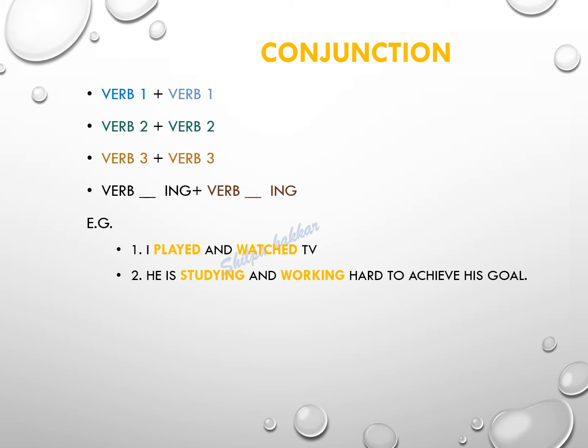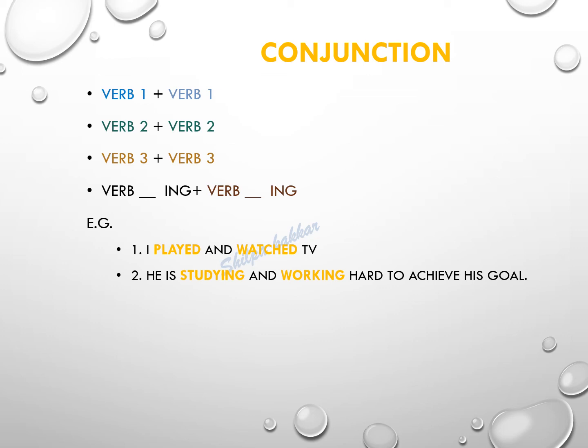So when verb 1 is there, at the time we have to use first verb 1 only. When V2 is there, at the time we add up V2 only. V3 plus V3, verb with ing form plus verb with ing form. So we have to be very careful. Let us see the examples.